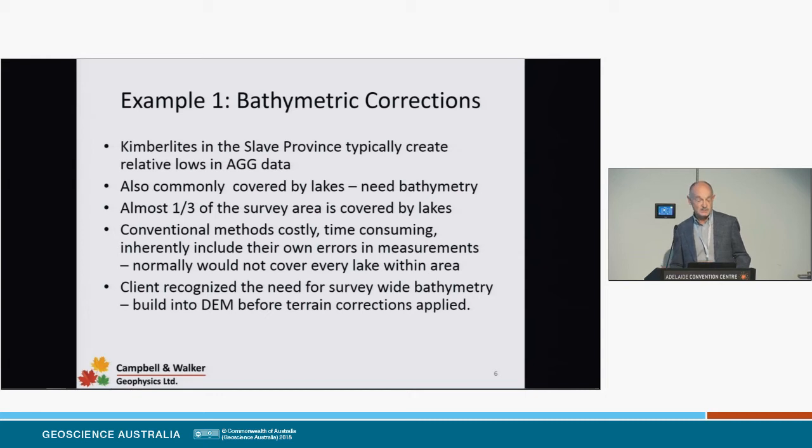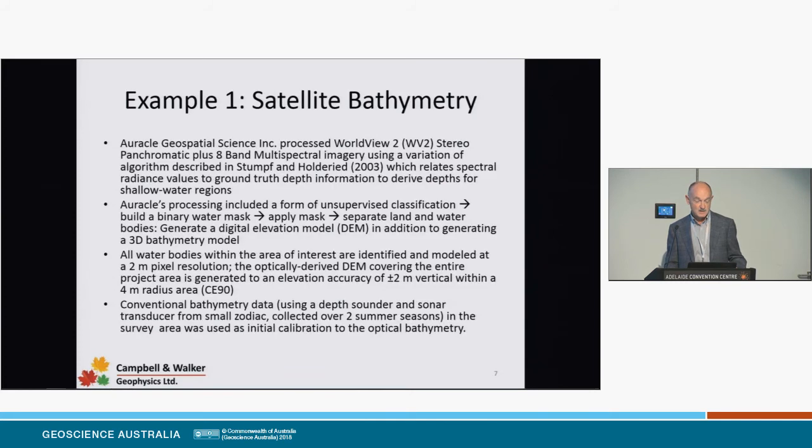Therefore, we're going to have bathymetry control. In our particular case, about one-third of our property was covered by lakes. In fact, we counted them up: 1,068 lakes, 80 square kilometers of water on a property. Varying depths, we don't know how deep they are. Conventional methods of bathymetry are costly, time-consuming, and inherently they have their own errors, and I submit those can be very significant errors in depth measurement.